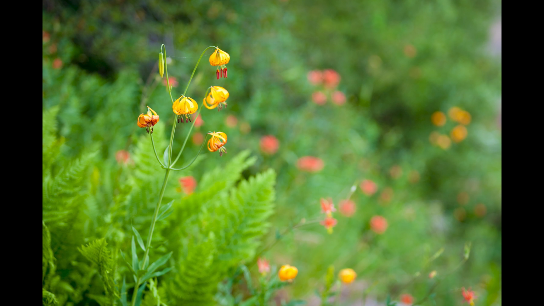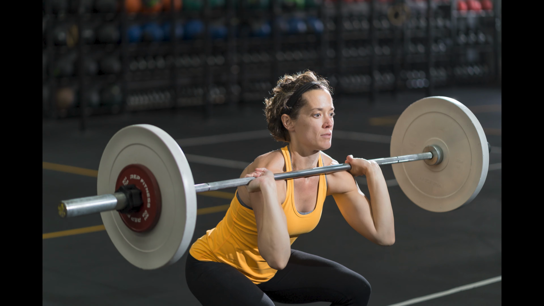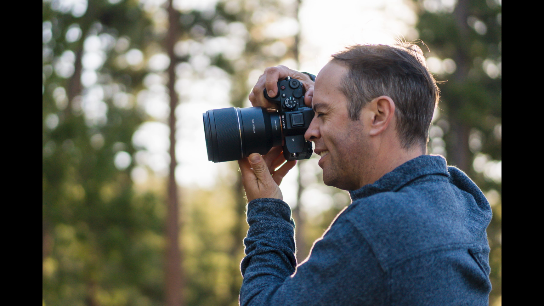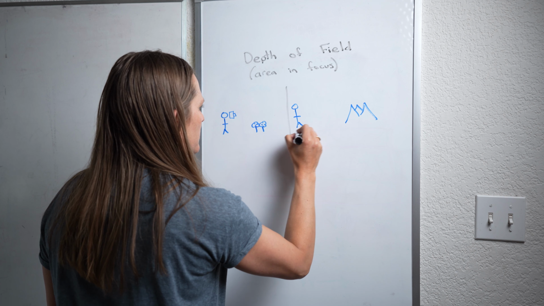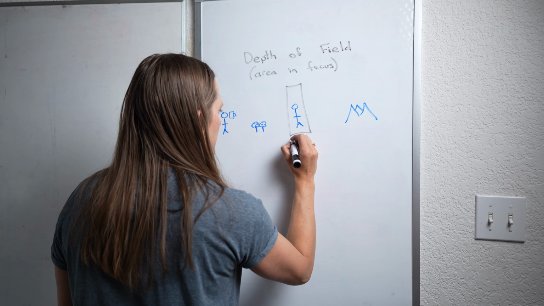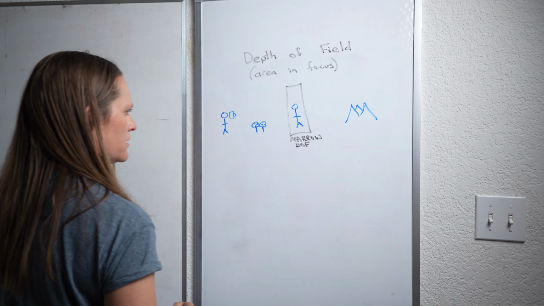Bokeh is the word for that soft, out-of-focus background blur that you see in photography. It's a generally popular effect that's achieved when shooting with a low f number, which is a wide aperture, which creates a shallow depth of field. A shallow depth of field means that only a narrow section of the image is in focus.